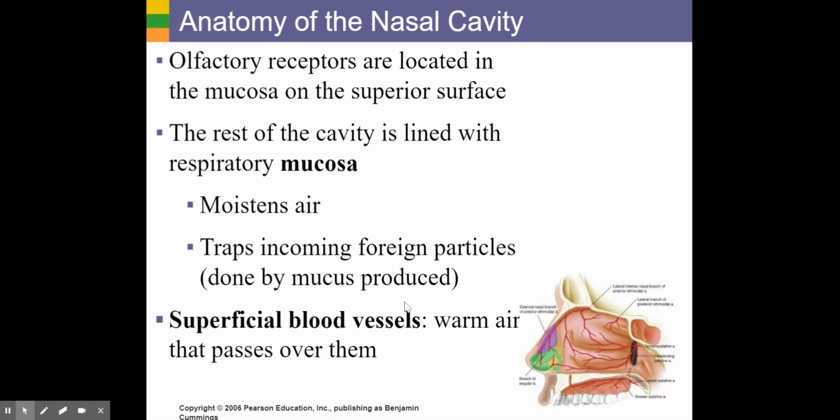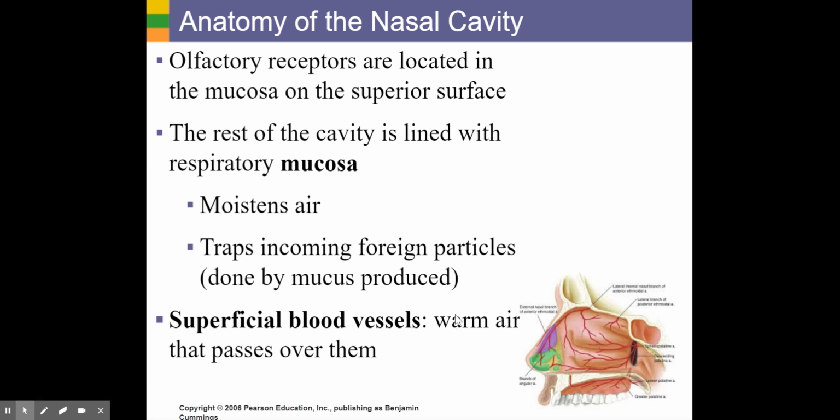Inside of the nasal cavity, we have a couple different things. So obviously we have our olfactory receptors, which allow us to sense and smell different sensations. The rest of that cavity is lined with mucus, and that mucus is there to do a couple things. Number one, it helps moisten that air, and number two, it helps trap any of those foreign particles that would make it into the respiratory system: pollen, dust, viruses, bacteria, anything that we don't really want to make its way down in there. And then there are a set of very superficial blood vessels that line the inside of the nose, and they're there really to help us warm that air as it falls into that.